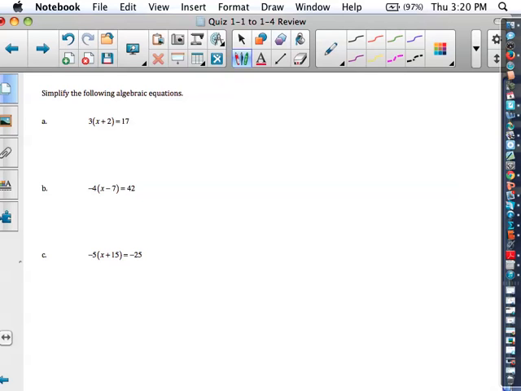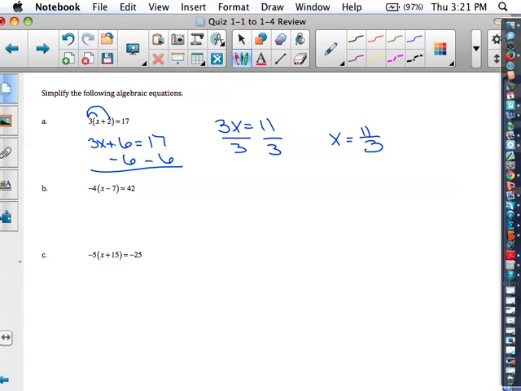I'm going to use the distributive property. So you have 3x plus 6 is equal to 17. Subtract the 6 from both sides, and you'll have 3x is equal to 11. Divide by 3, so x is equal to 11 thirds for A.